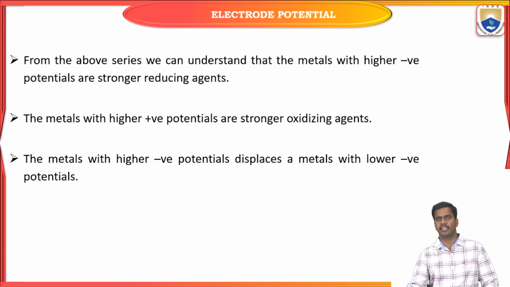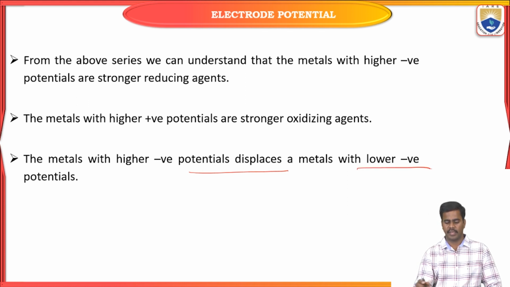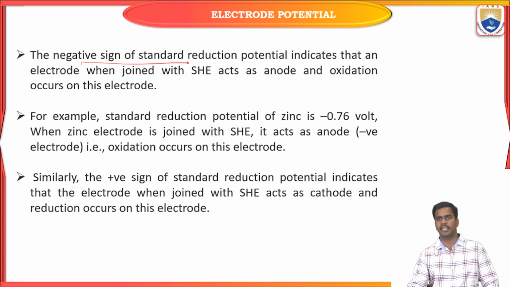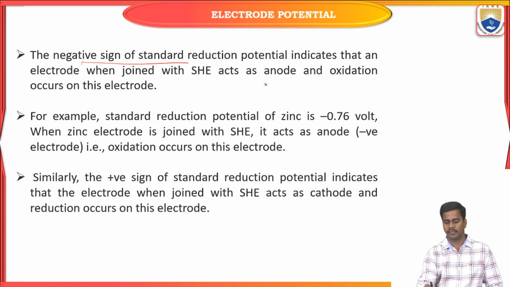So from the above series, we can understand that metals with higher negative potential are strong reducing agents. The metals with higher positive potential values act as strong oxidizing agents. The metals with high negative potential can displace the metals with lower negative potentials. The negative sign of the standard reduction potential indicates that an electrode, when joined with the standard hydrogen electrode, acts as an anode, and oxidation occurs at this electrode.